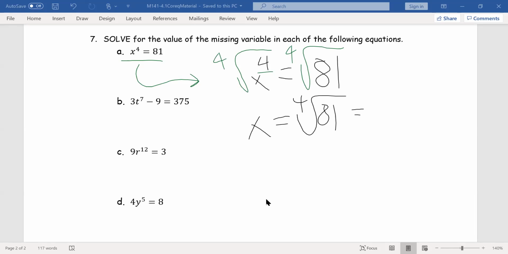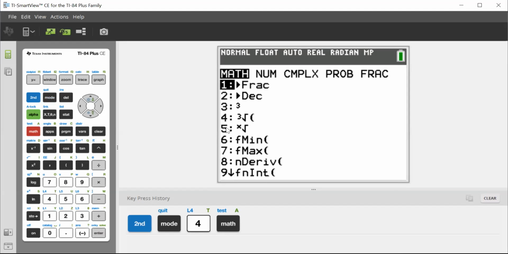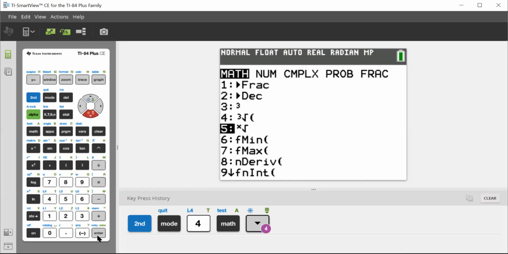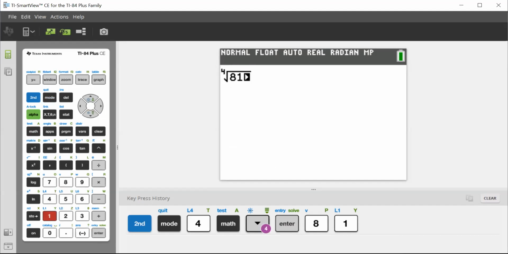If I go to my graphing calculator here, there's a couple of ways to do this. One way is to start by typing in 4, since we're doing the fourth root. Then we'll hit the math button. Notice that number 5 down here is a root with an x. If we go down to that one, press enter, the calculator has taken the 4 and put it in for the root. We take the fourth root of 81. It looks like we get 3. So that's one way to do it.